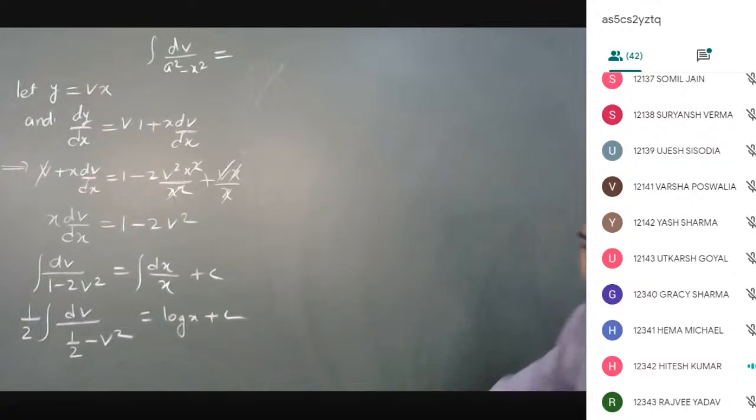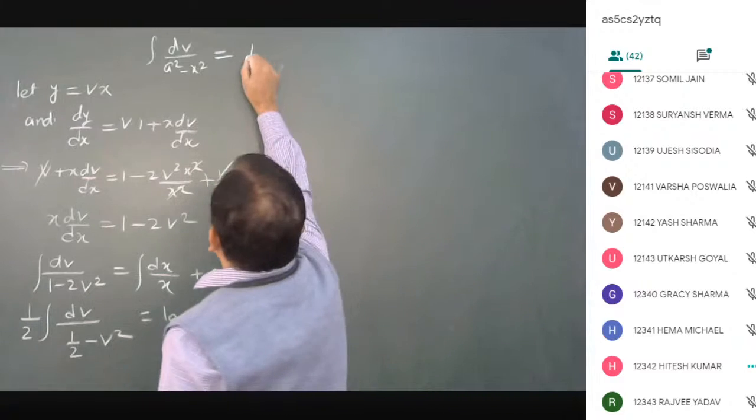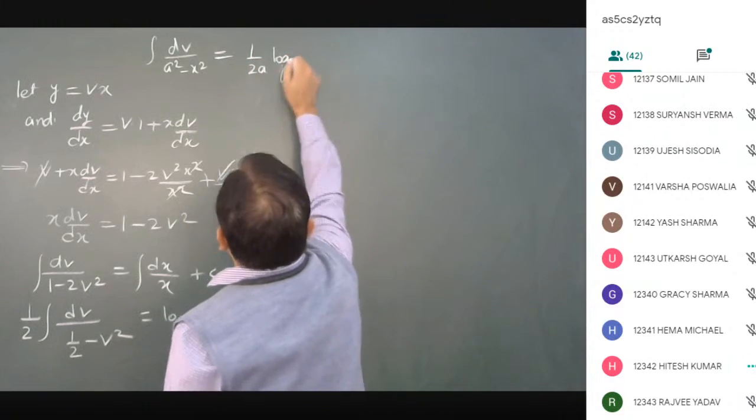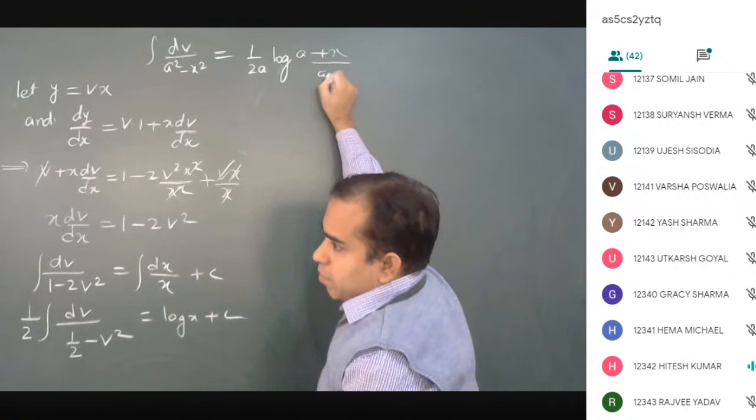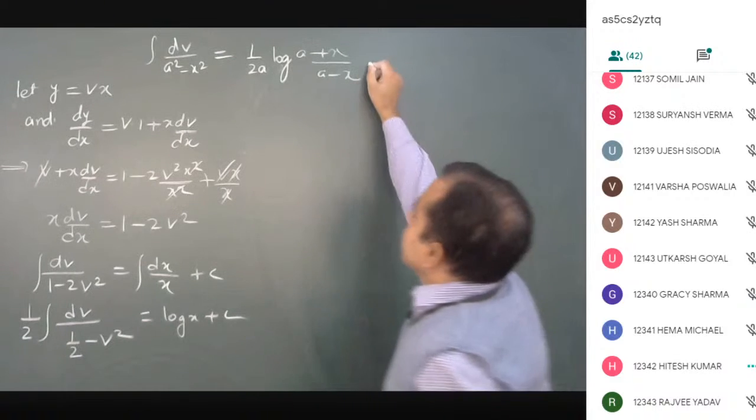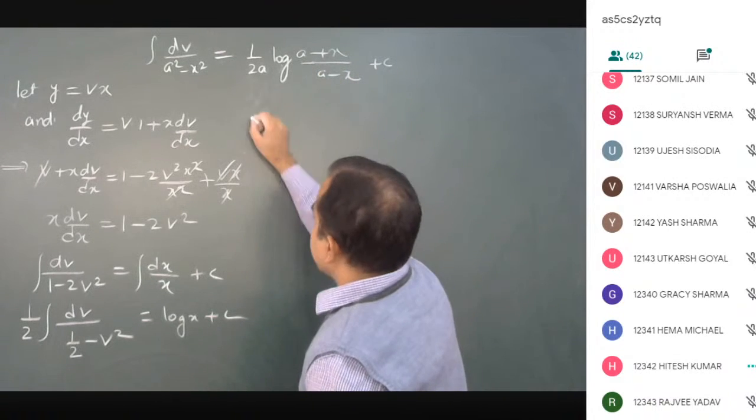1 upon 2a log of a plus x upon a minus x plus c. Plus c. This is the formula. So let us apply. You are absolutely right, Hitesh.